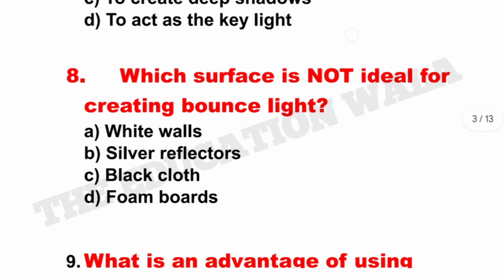Question number 8. Which surface is not ideal for creating bounce light? Option A: white walls. Option B: silver reflectors. Option C: black cloth. Option D: foam boards. Right answer is black cloth.